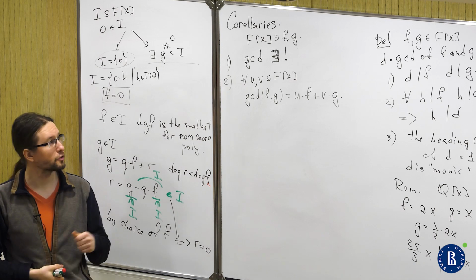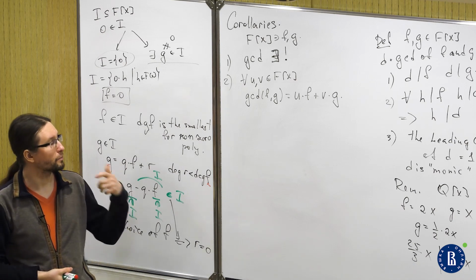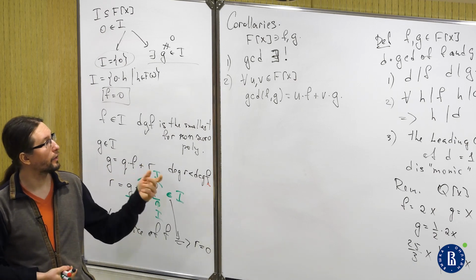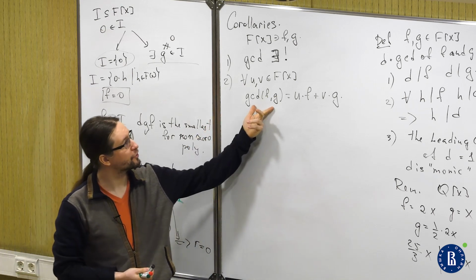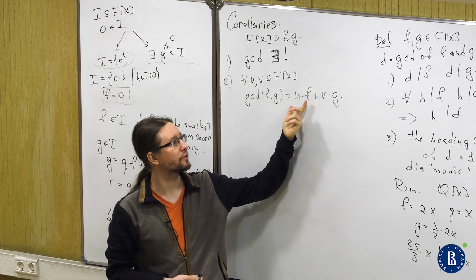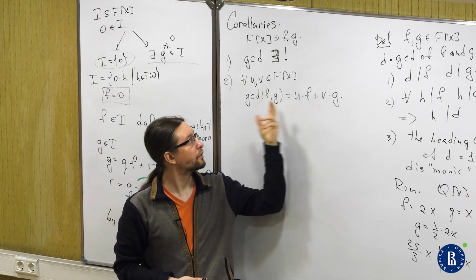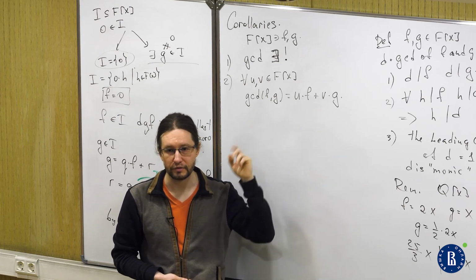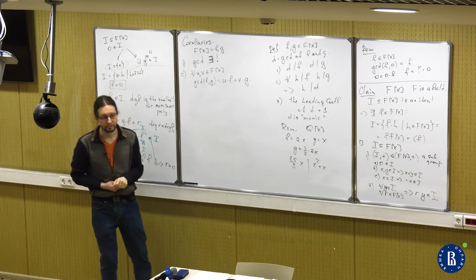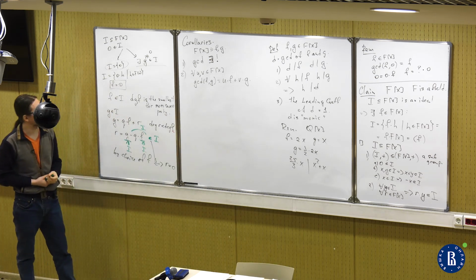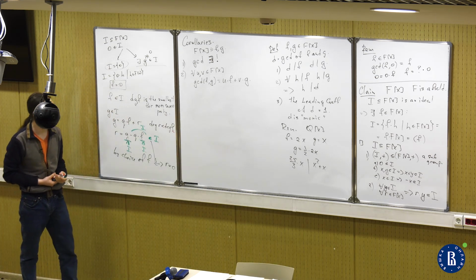So the same properties as we have in the case of integers. In the case of integers, the GCD must exist and it's unique. And also we have this trick that if we have a GCD, then you can represent the GCD as a linear combination of the initial two elements. So the same thing happens here. So the properties of the polynomials are very similar to the properties of integers.